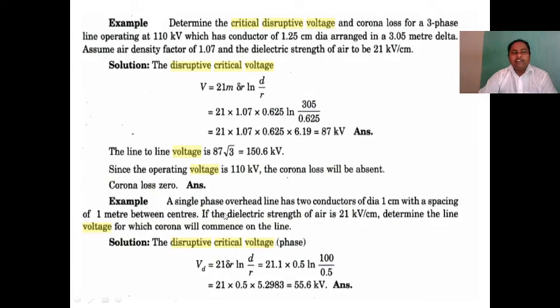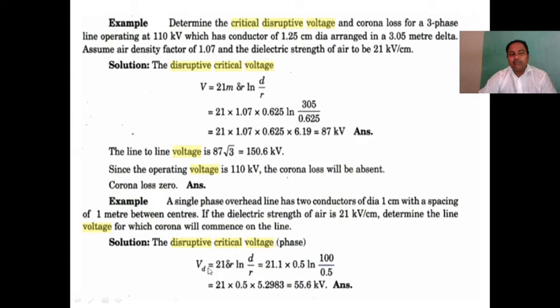In this example, a single phase overhead line has two conductors of diameter 1 centimeter with a spacing of 1 meter between centers. If the dielectric strength of air is 21 kV per centimeter, determine the line voltage for which corona will commence on the line. At which voltage will corona loss commence? They are asking clearly. Corona will commence from the critical disruptive voltage.